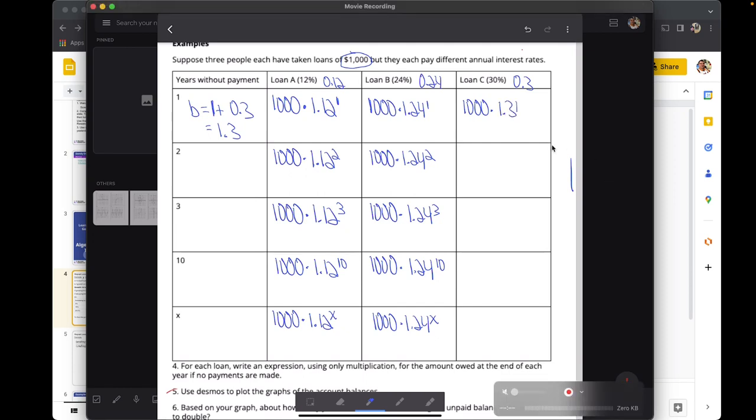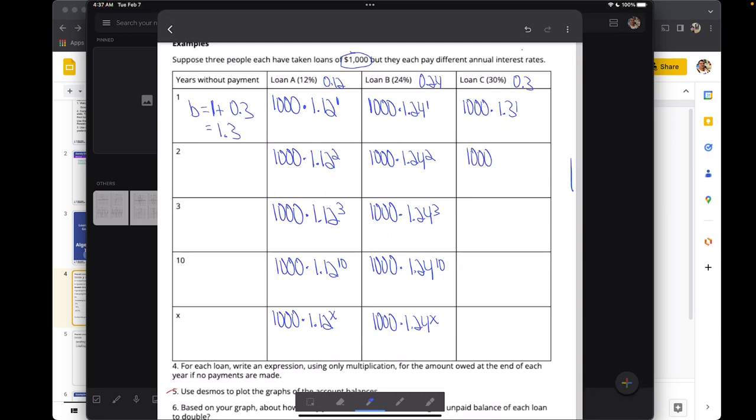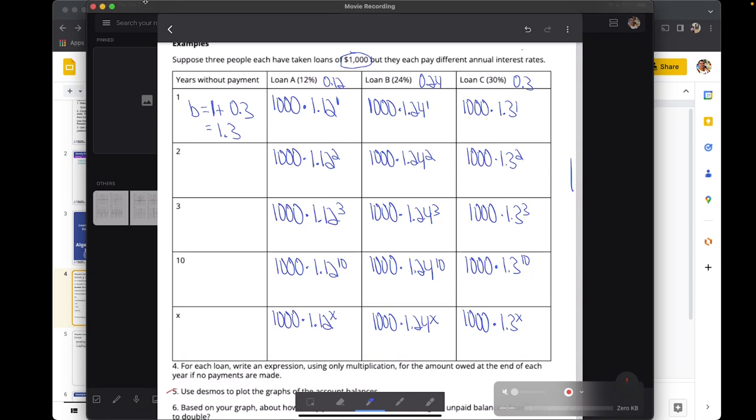1.3. This will be 1,000 times 1.3 to the power of 1, 1,000 times 1.3 squared, 1,000 times 1.3 cubed, 1,000 times 1.3 to the power of 10, and 1,000 times 1.3 to the power of x. So that is our answer for this table here.